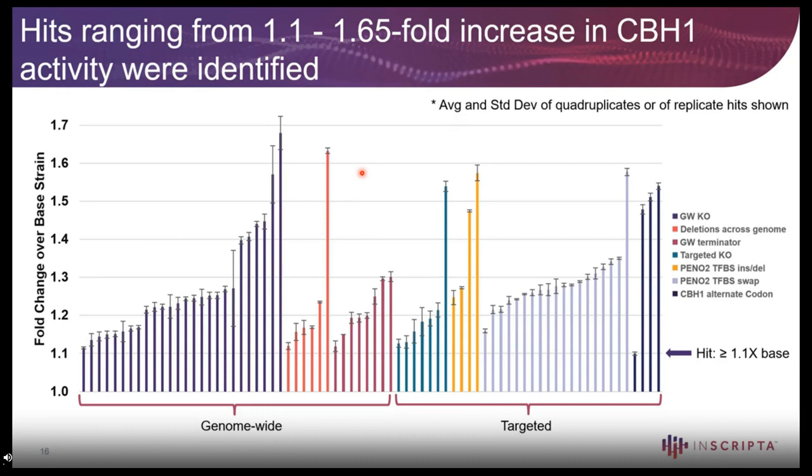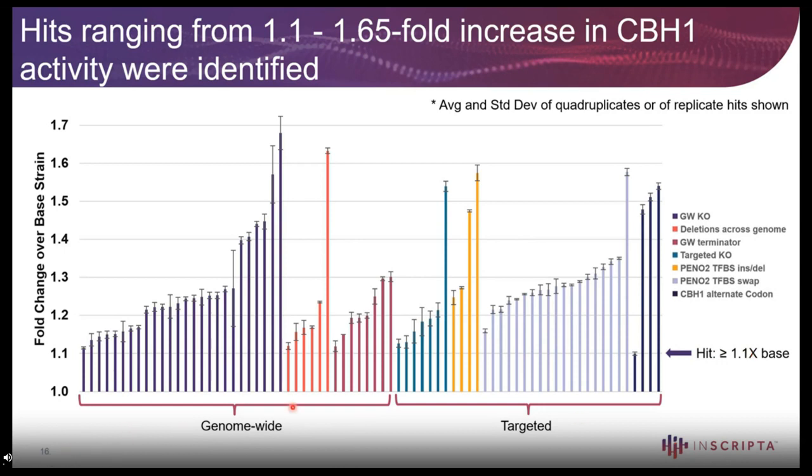If we identified the same hit multiple times in a library, then I averaged the fold improvement of those hits, and I'm showing the standard deviation of that. I somewhat arbitrarily picked a hit as being anything greater than or equal to a 1.1x over the base strain, which is something we could reasonably pull out based on the very low noise within our screening workflow.